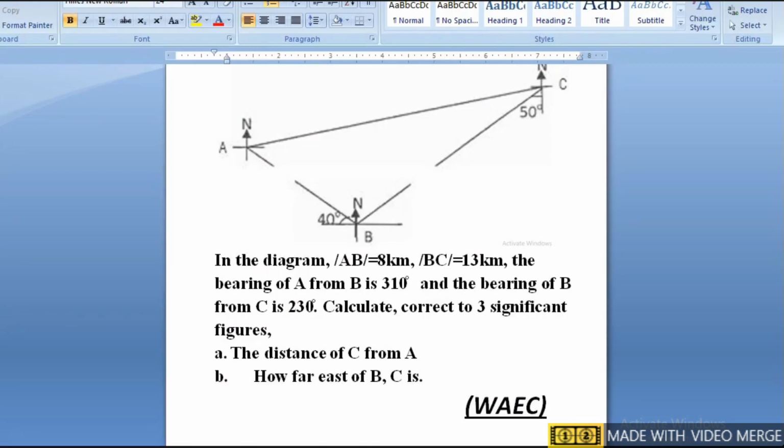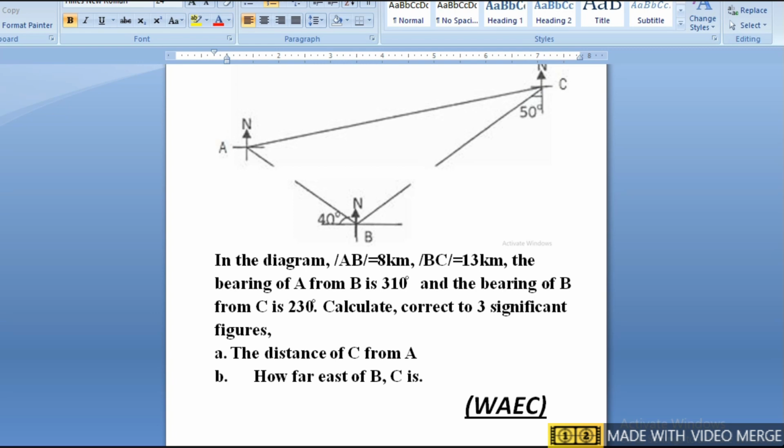Here's another question. In the diagram, AB equals 8 kilometers, BC equals 13 kilometers. The bearing of A from B is 310 degrees, and the bearing of B from C is 230 degrees. Calculate, correct to three significant figures, A, the distance of C from A. B, how far east of B is C. This is a WAEC question.